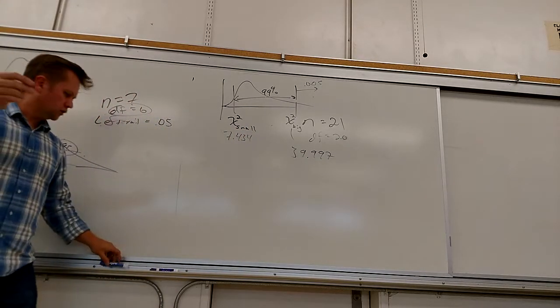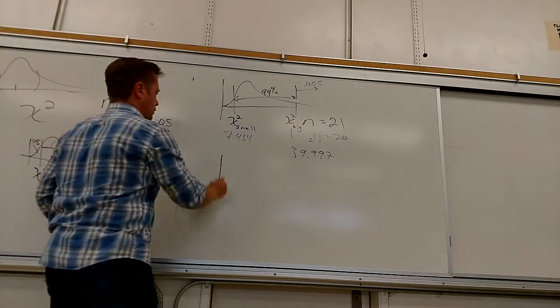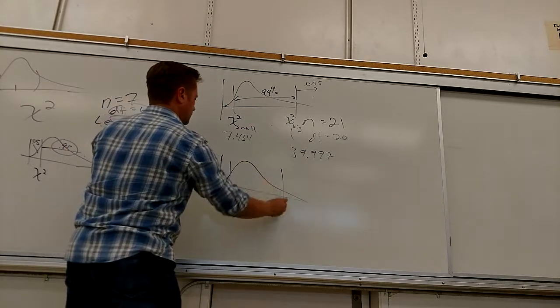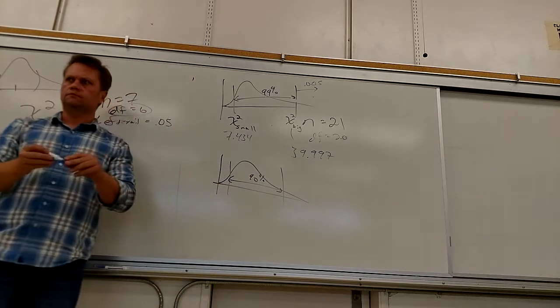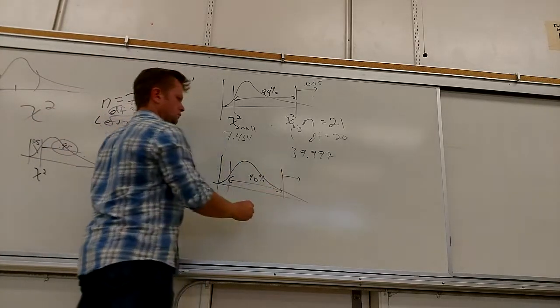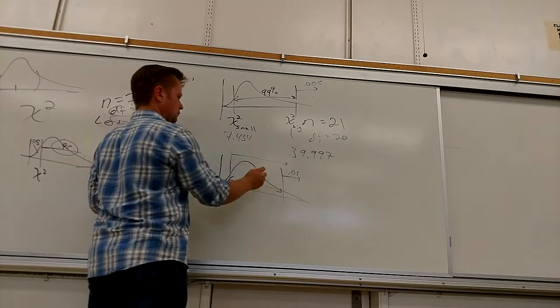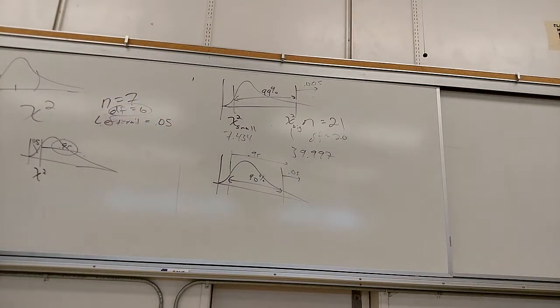So just to really hammer this home, what if I had the same setup, same degrees of freedom, but I want the 90% confidence interval. So what percentage is out here now? 5%, so 0.05. And what percentage is above this one? 0.95. So look, here's 0.05, right? And there's 0.95.